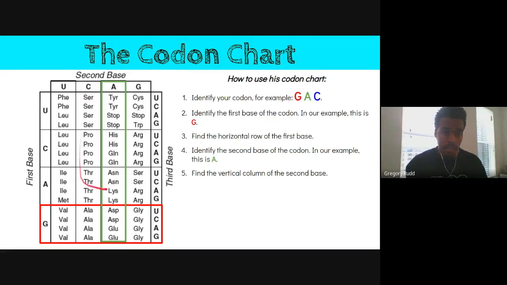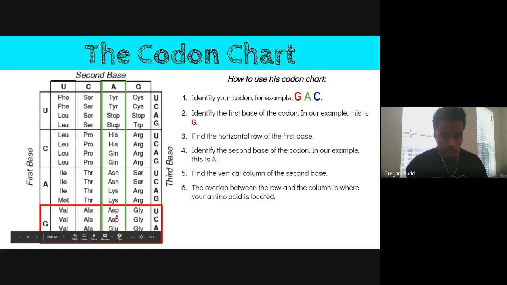But keep in mind, I'm also looking in this row. So I'm looking at the overlap between the two down here, because I don't care about any of this stuff up here because my first letter was G. And I don't care about any of this stuff over here or over here because my second letter was A. So I'm just looking in this small section here.